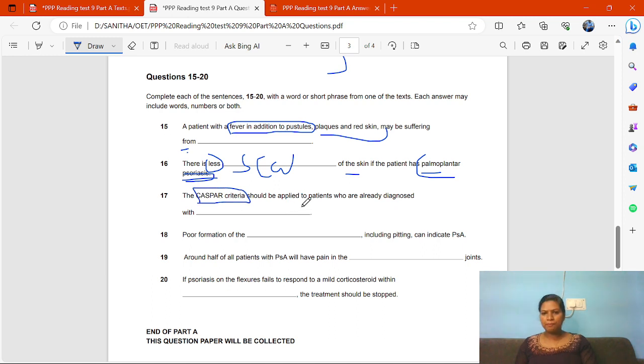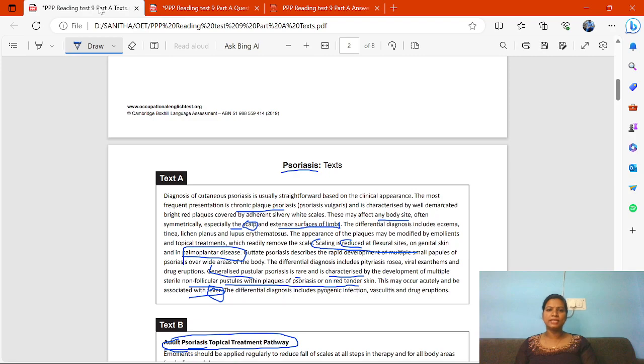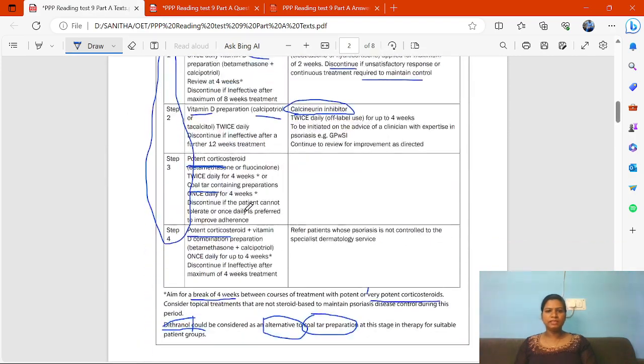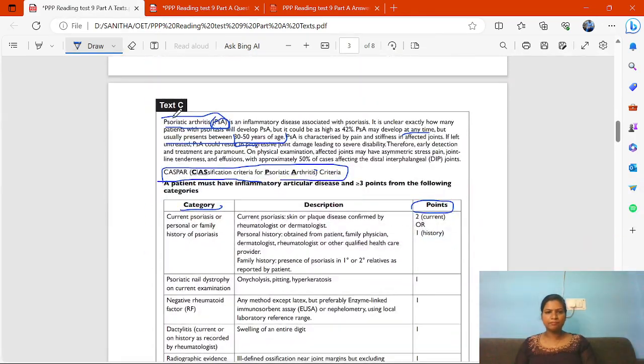The CASPAR criteria should be applied to patients who are already diagnosed with this. So, CASPAR criteria in passage B should be applied to a patient. How should it be applied to patients who are already diagnosed with what? That is the question. See, CASPAR criteria is in part C. We got the point here. CASPAR criteria.